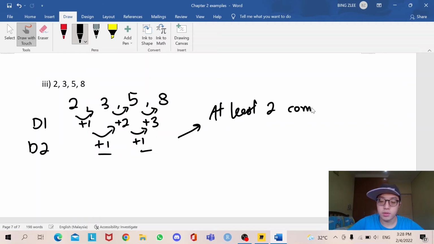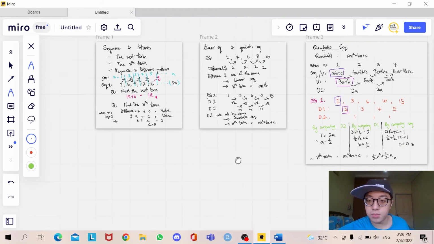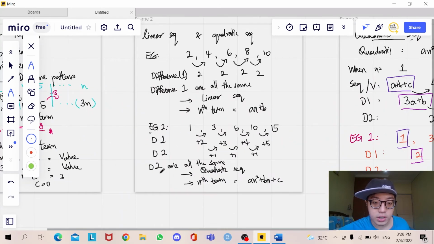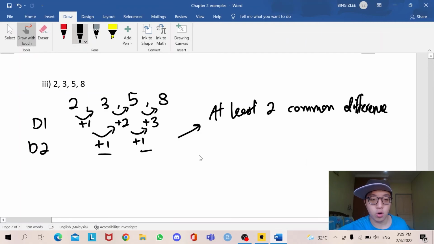two common differences in order for you to conclude that this is the row where you should stop. So since you have until D2, from the example here, we found out that when D2 are all the same, it's going to be a quadratic sequence, and the nth term is an squared plus bn plus c. And from here, we have proved that 2a is equal to the common difference, and 3a plus b is equal to the first D1, and a plus b plus c is equal to the first term. So from here, I'm not going to do all those things again.